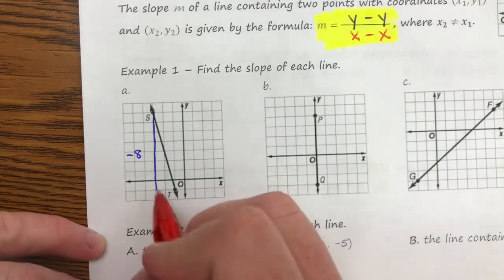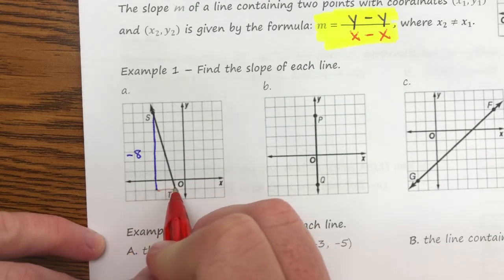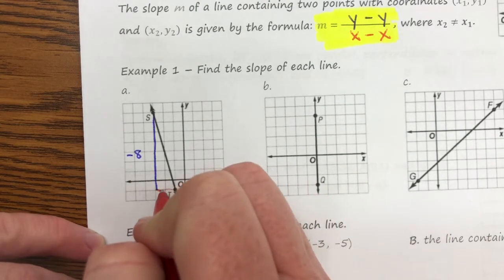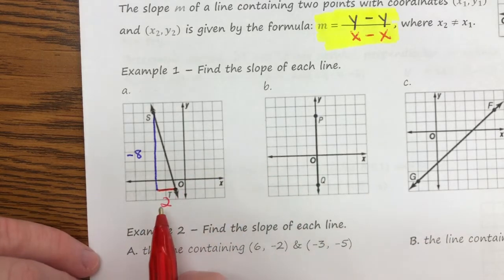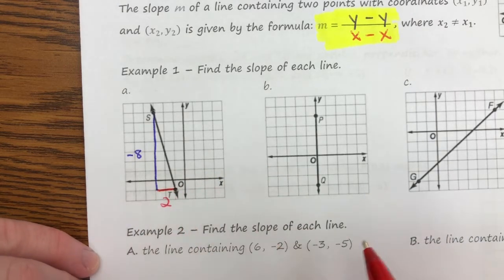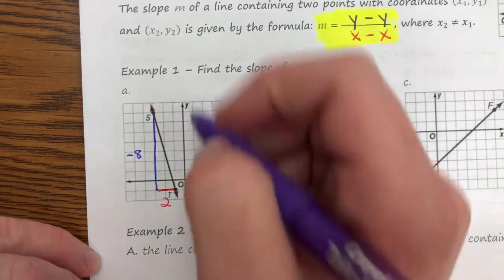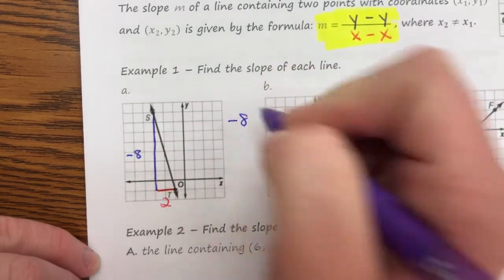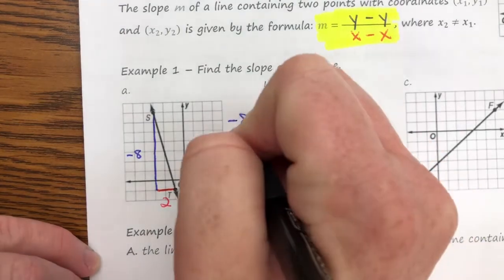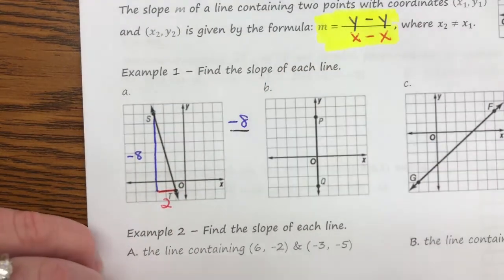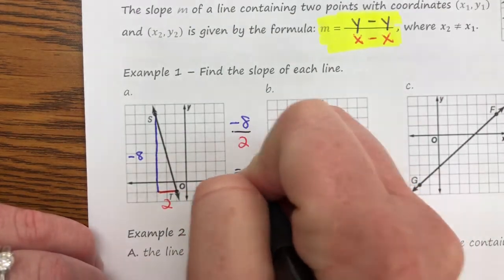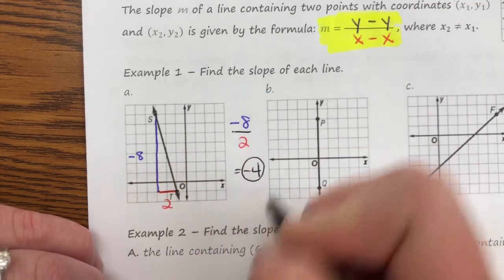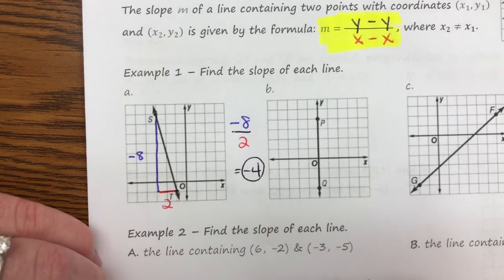And then I'm not to my point yet, so I have to go to the right. How many units do I have to go to the right? 1, 2. 2 units. That bottom number is always positive because we're always moving to the right. So here, our slope is -8 over 2, which I can simplify to -4. That's the slope of my line, -4 over 1, okay?